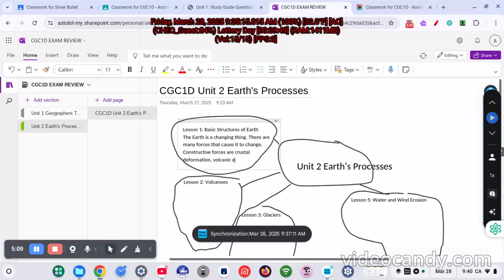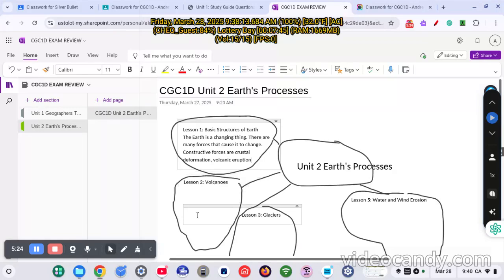We answered some major questions. So what are some forces building the Earth? We found out that constructive forces are crustal deformation, volcanic eruption, and deposition of sediment. Then we found that the destructive forces are weathering and erosion.